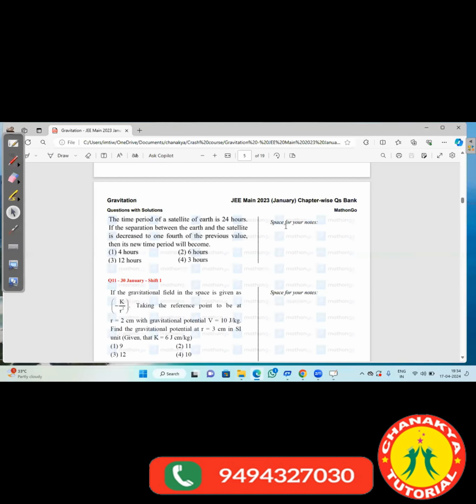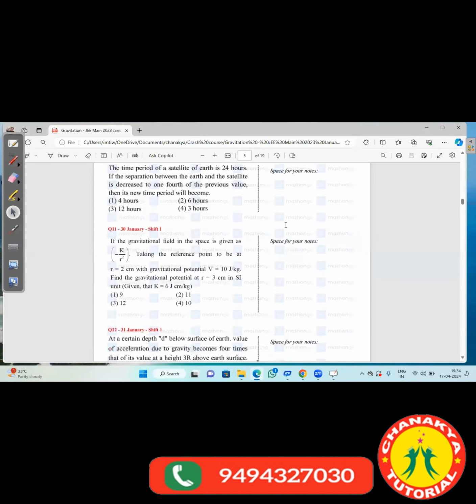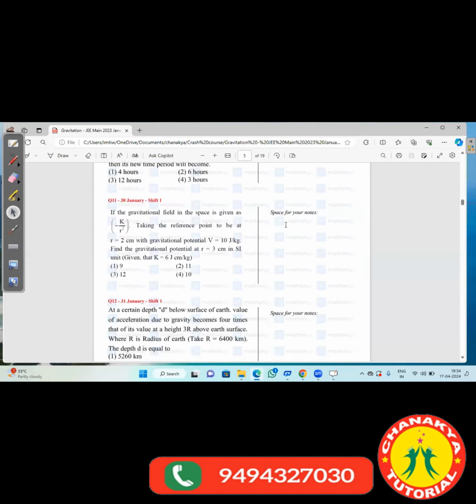Let's see the next one. If the gravitational field in space is given by minus k over r cube, taking the reference point to be at r equal to 2 centimeter, with gravitational potential V equal to 10 joule per kilogram, find the gravitational potential at r equal to 3 centimeter in SI unit. So it's again a pretty simple one.